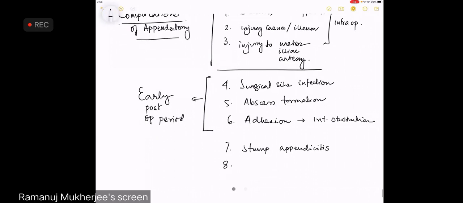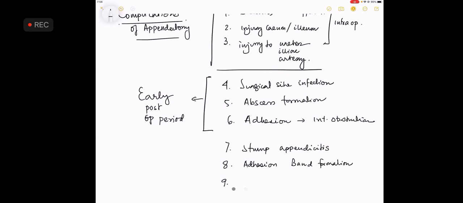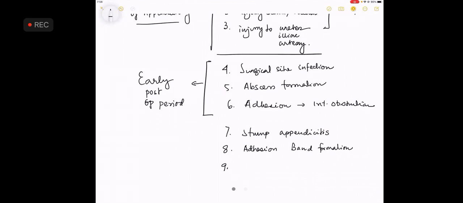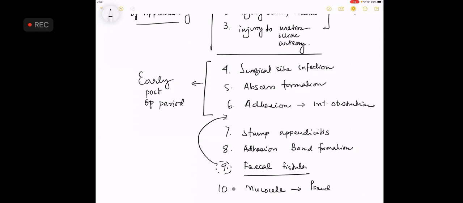number 8, remember, adhesion band formation, and number 9, remember, a fecal fistula, which can also be called to be in this lot, and number 10, in a case of a mucocele appendix, it can give rise to a rare tumor called pseudomyxoma peritonei.